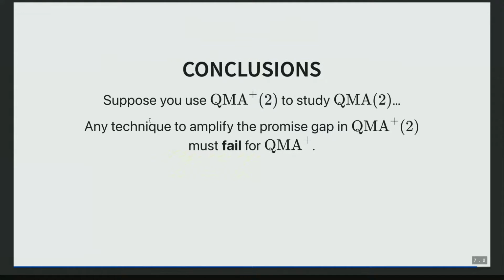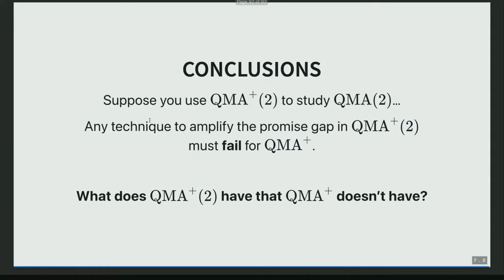The second thing is really back to the story of QMA2: this QMA2+ was invented to study QMA2. Suppose you still want to use positivity to study QMA2, but just know that any technique that's going to amplify the promise gap can't work for QMA1+. So you're going to have to be clever about using unentanglement and positive amplitudes together. It just presents a new challenge in this direction. The big question is, what is special about QMA2+ that QMA+ doesn't have, if at all?